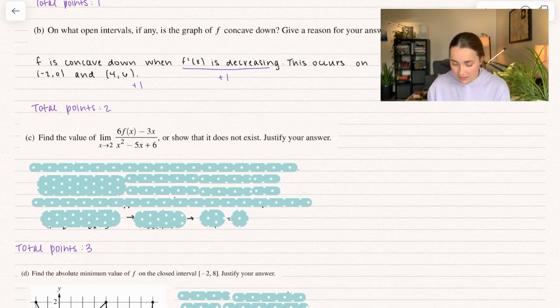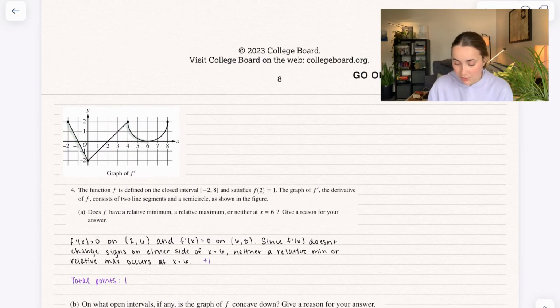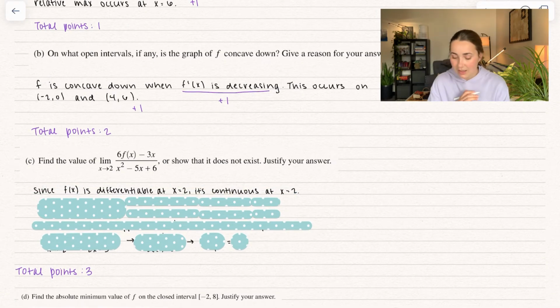For part C, we're going to evaluate this limit or show that it does not exist. We need to justify our answer. So notice that we have our actual function inside the limit. And remember, in order to evaluate the limit, we want it to be continuous. So we can look at this graph and show that this function is differentiable, right? We have its derivative throughout the whole thing. Therefore, since it's differentiable, it is also going to be continuous, which I have written out right here. So since the function is differentiable at x equals 2, it's also going to be continuous at x equals 2.